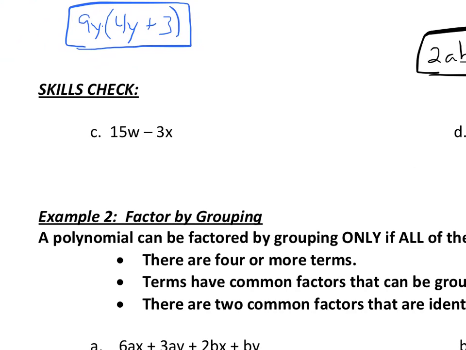This one, I have 15 and 3. The largest number that goes into both is 3. If I divide both of them by 3, in the parentheses I have 5w minus x. And this is factored.